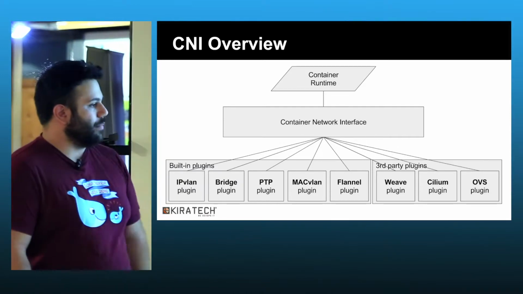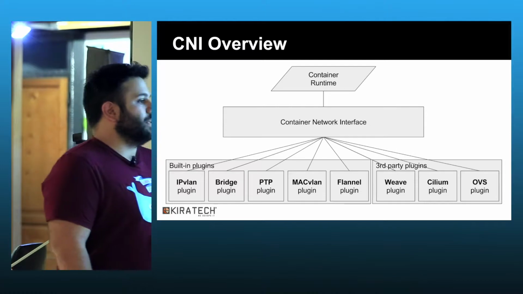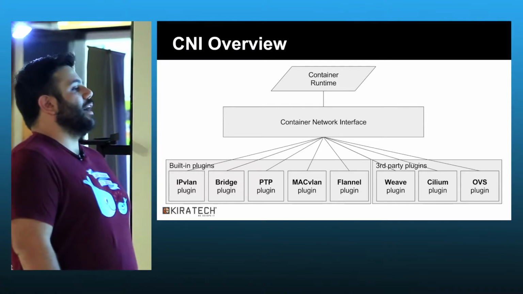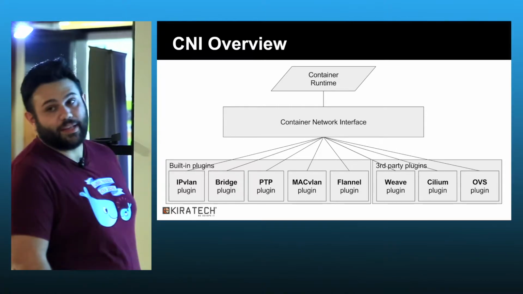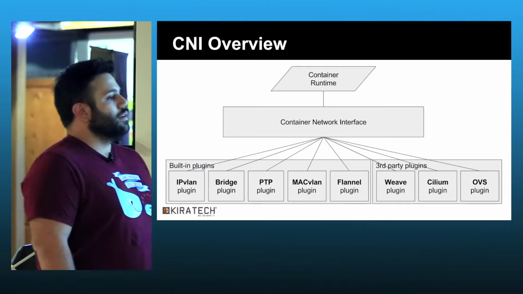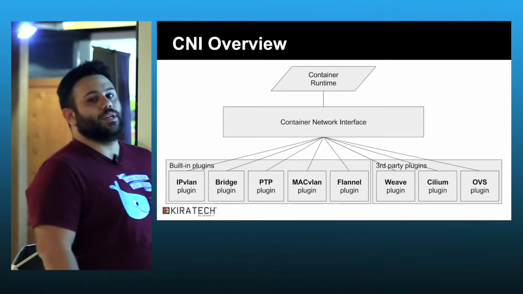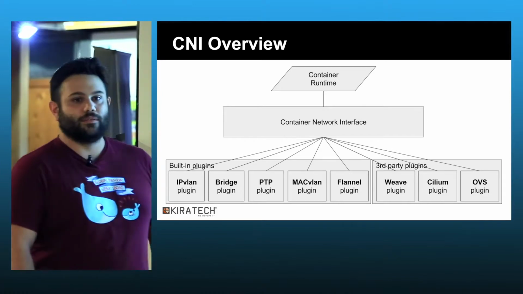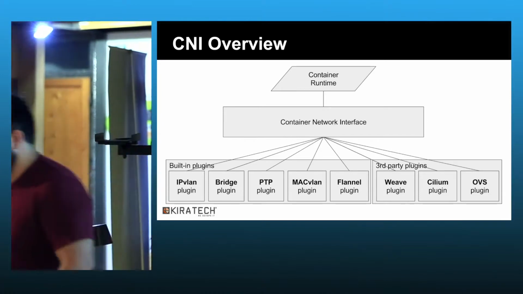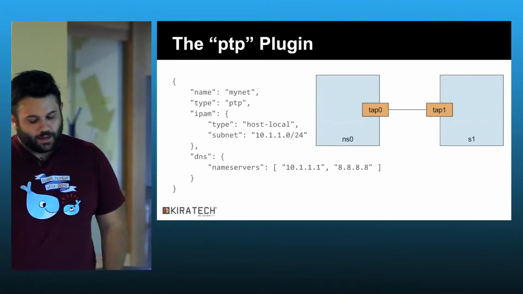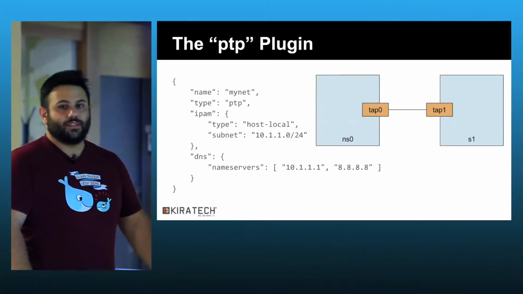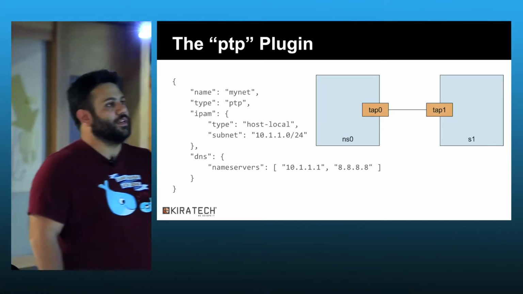There's IPvlan, MacVlan, Bridge, PTP, that's point-to-point, Flannel. Flannel is actually built-in. And there are third-party plugins like Cilium, OpenVSwitch, or Calico. There are a few others. I didn't have enough space.